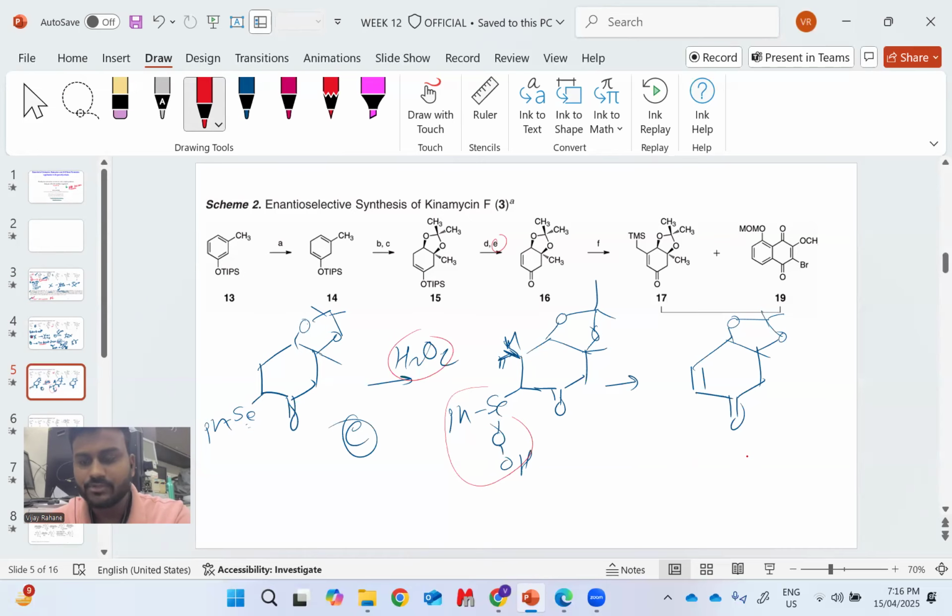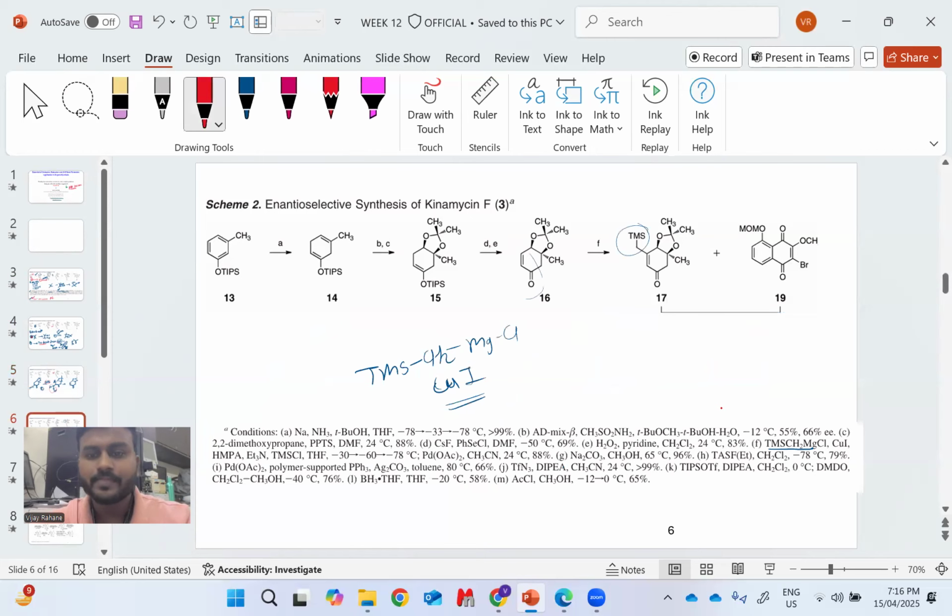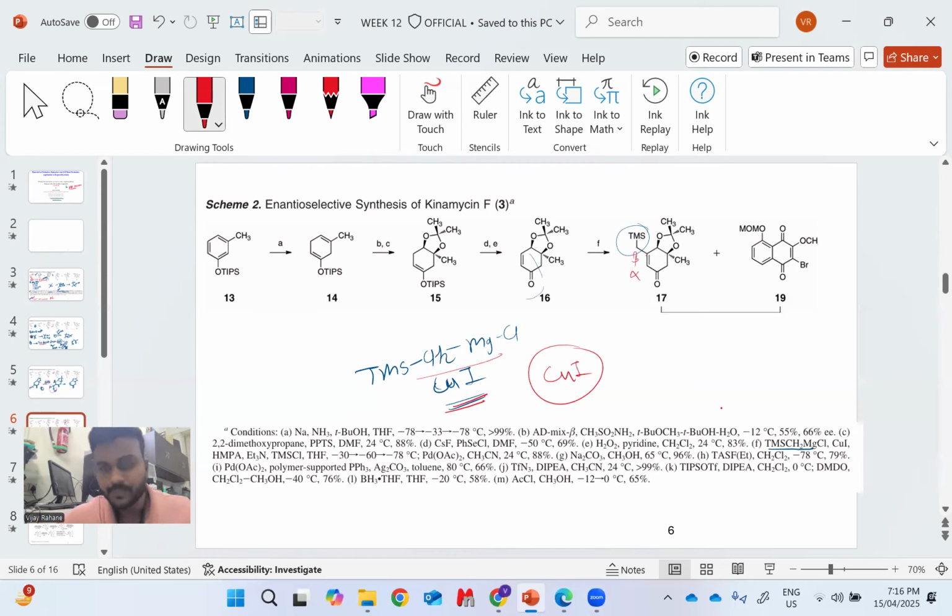And once this alpha beta unsaturated ketone is formed, the next step is the addition of this TMSCH2 methyl magnesium chloride in the presence of copper iodide. We already studied the role of copper iodide in the last video. This copper iodide makes this Grignard a soft nucleophile, and that's why the addition takes place at the beta position of this alpha beta unsaturated ketone, right?